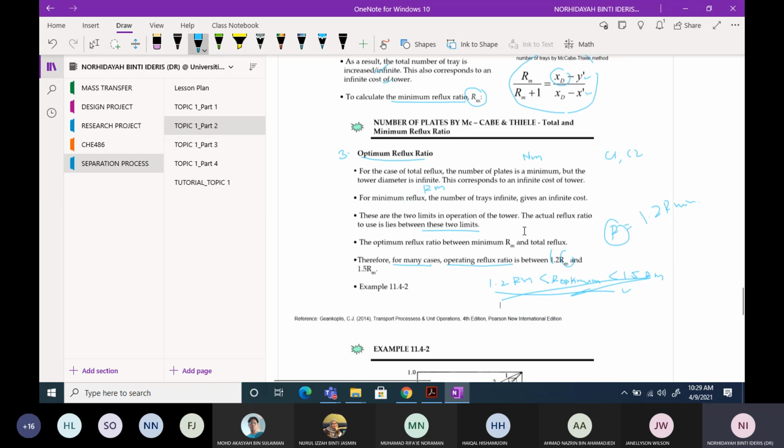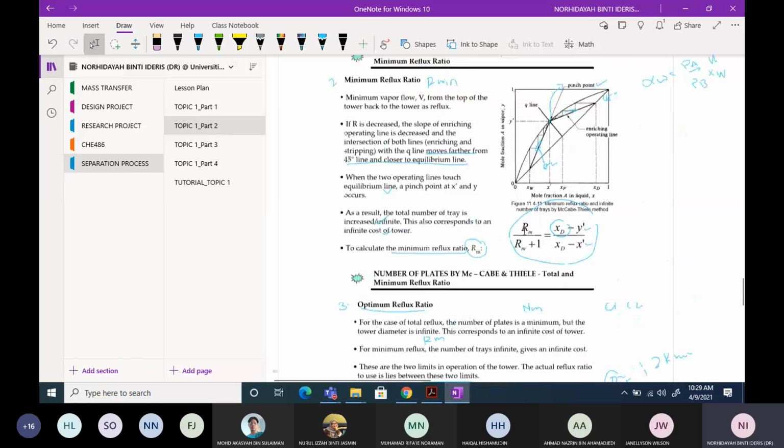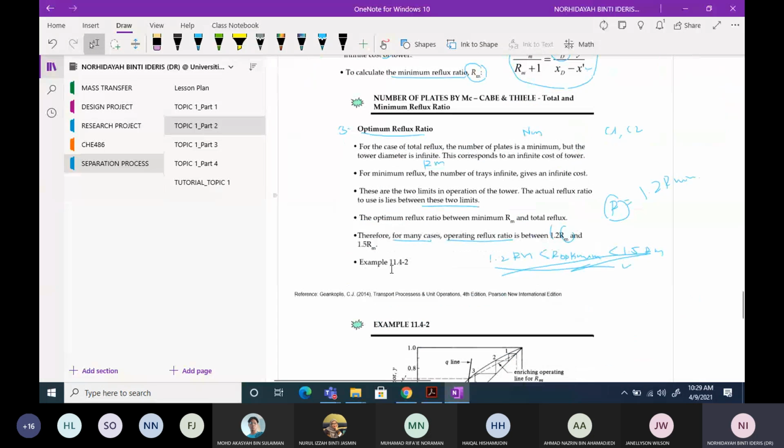All right. So now, look at example 11.4-2. This example is actually a continuation of the previous example that we discussed last Wednesday. So why don't you flip your book and read this question first.